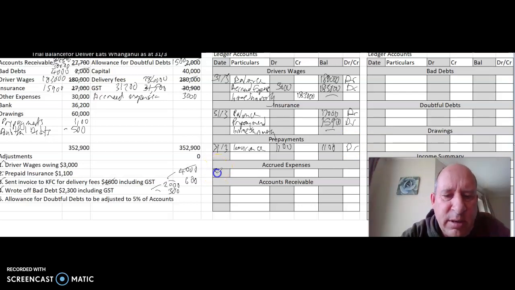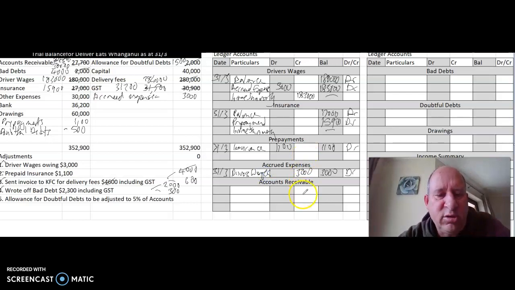Accrued expense is similar because it's a new figure coming in. Putting 3,000 in the credit. Do you remember what it was for? Just number 1 there. Driver's wages. Great. Accounts receivable. You see there's a few changes there. Started off with that balance of 27,700.